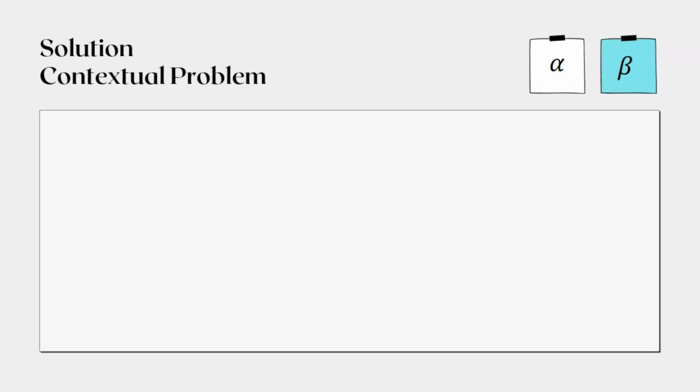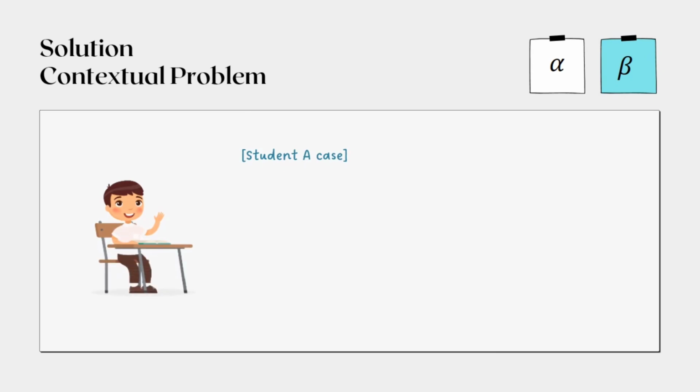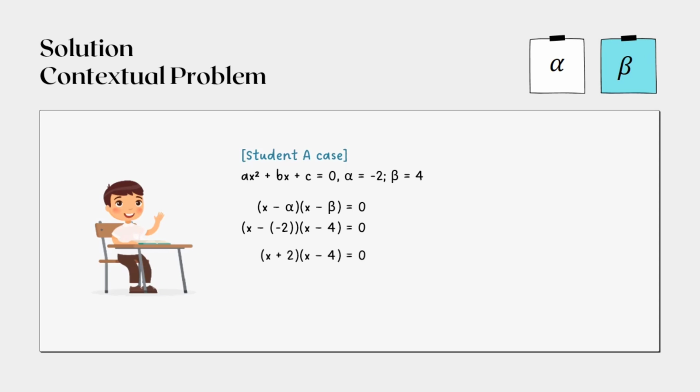Okay, the solution of this problem: let the two students be student A and student B. In student A's case, we will use the first formula. Student A got the roots -2 and 4. We can write it as alpha is equal to -2 and beta is equal to 4. Then we substitute the roots into the formula (x minus alpha) times (x minus beta) is equal to 0. So the equation becomes (x minus -2) times (x minus 4) is equal to 0. x minus -2 is x plus 2, so (x plus 2) times (x minus 4) is equal to 0.